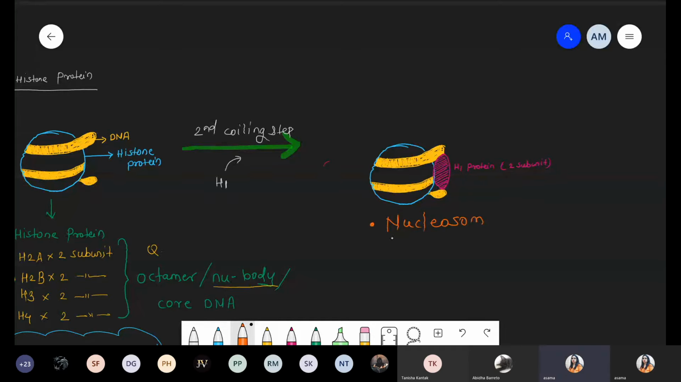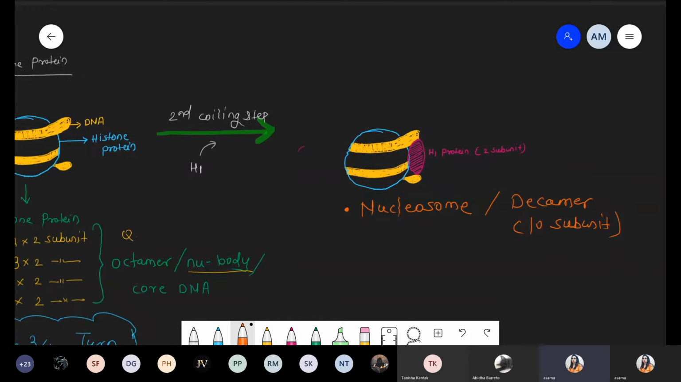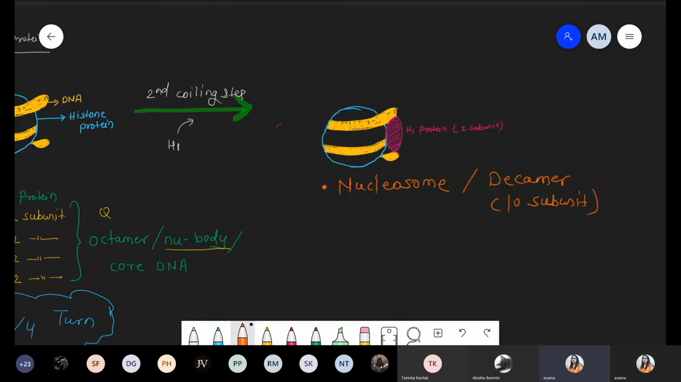This structure is called as which zone? That is nucleosome. Remember, and that nucleosome is also called as the decamer. And what is the decamer? Decamer means that is a 10 subunit. And which type of this 10 subunit? That is H2A, H2B, H3, H4, and plus H1. So 10 subunit, that is 2 subunits of each, okay?